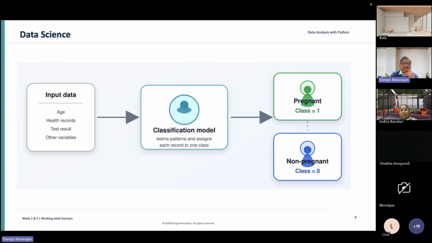Someone is asking. Venu? Yeah. Actually, I have a small doubt. You mentioned the data set contains a pregnant or non-pregnant column, right? Is this column called the target variable or a label? Yes, it is called the target variable, or response variable. Very good question.